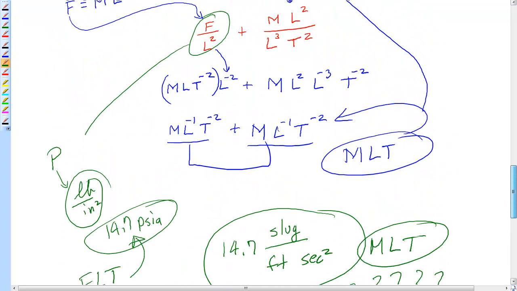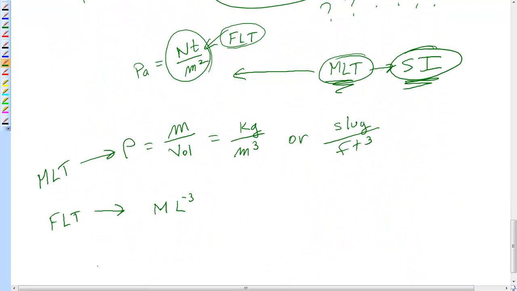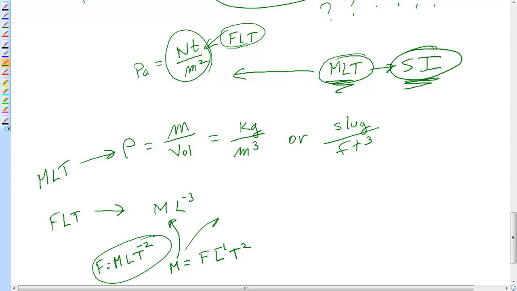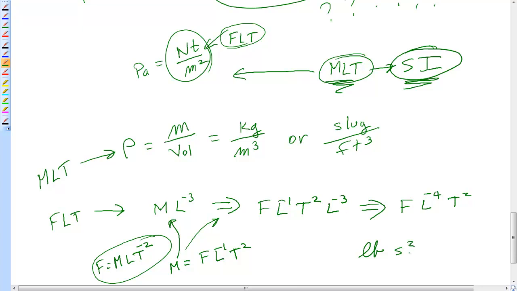And if you want to convert, here, we'll just say F is equal to mass times length times T to the minus 2. This is F is equal to MA, which means M is equal to F L to the minus 1 T to the 2. Stick that in there, and what you get is F L to the minus 1 T to the 2 L to the minus 3. So you could think of density as being F L to the minus 4 T squared. It would be like pounds second squared over foot to the fourth.